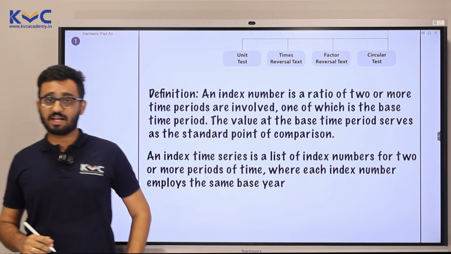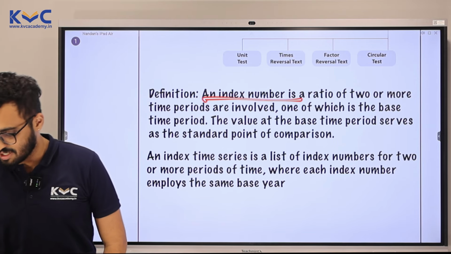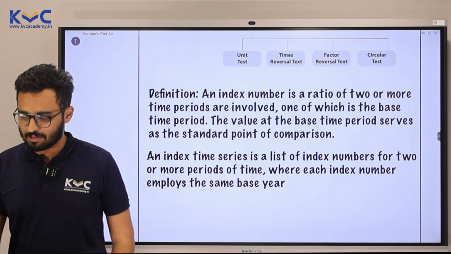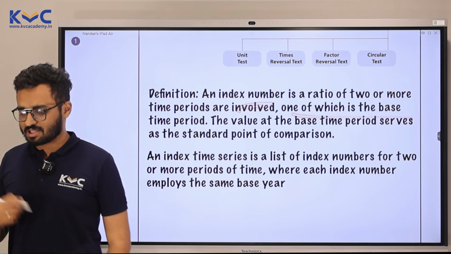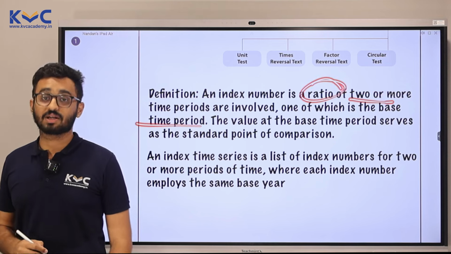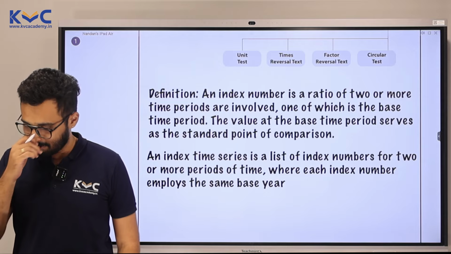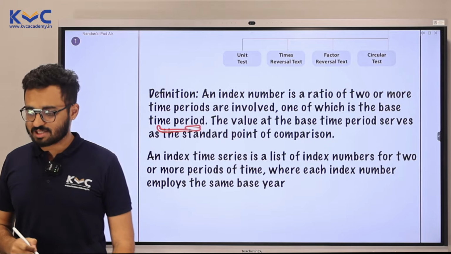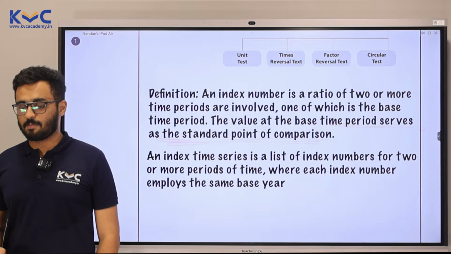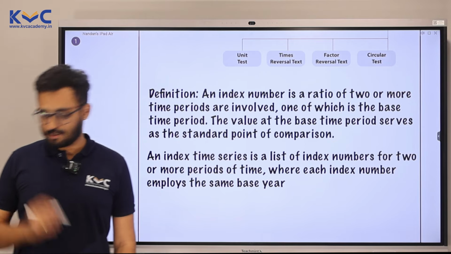Let's start with the definition. What is the definition of an index number? An index number is a ratio of two or more time periods, one of which is the base time period. The value at the base time period serves as the standard point of comparison.